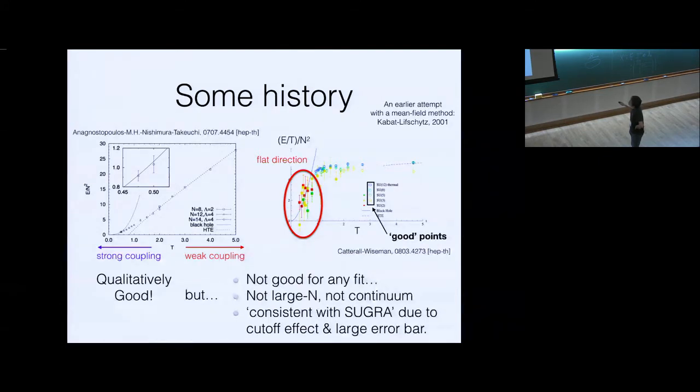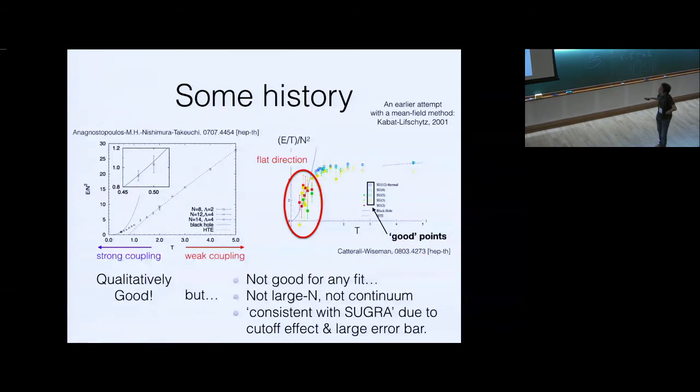And then if we go to low temperature, gradually the flat direction sets in. In this paper, they show that these are the good points, which do not detect the flat direction. And they also show the simulation points which picked up the flat direction. So this plot already shows how problematic the flat direction is. It's not totally under control. Anyways, from this plot you should just forget about this point and just look at this point. We can see that qualitatively it's good, but it's not good for any fit.